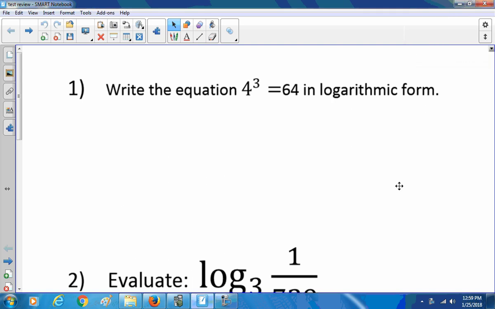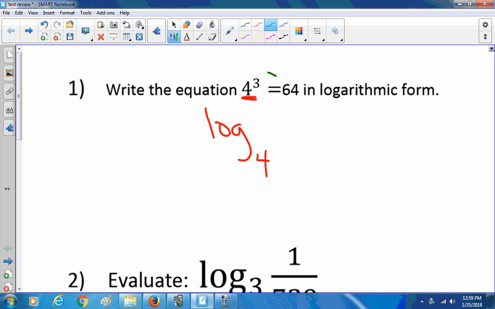All right, we're going to go over the Unit 5 test review. So, number one, write the equation 4 to the third equals 64 in logarithmic form. So we're just writing in log form. This one should be nice and easy. Log base 4. And all you do is switch the input and the output like we did originally. So log base 4 of 64 equals 3, and you are done.